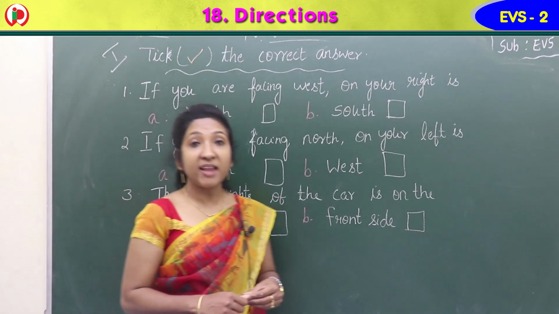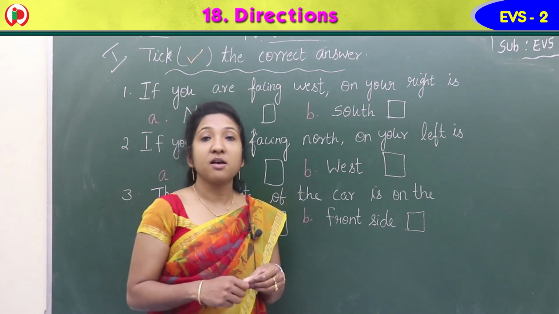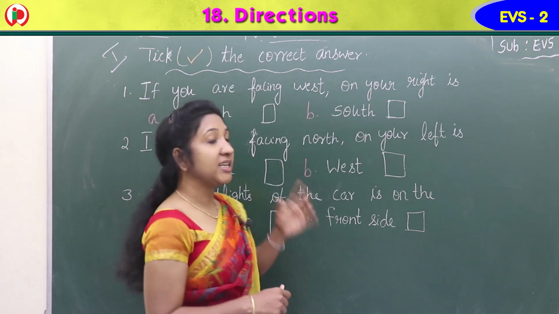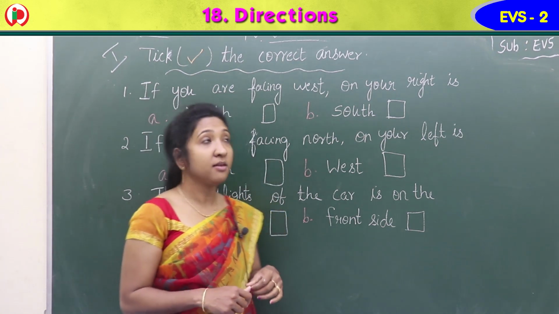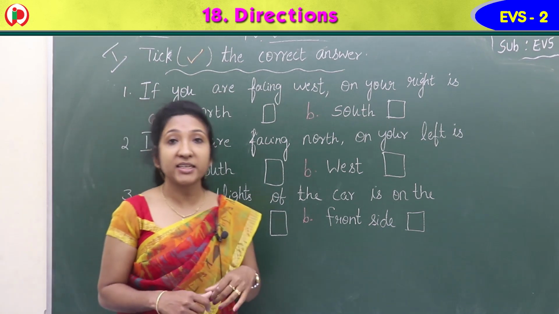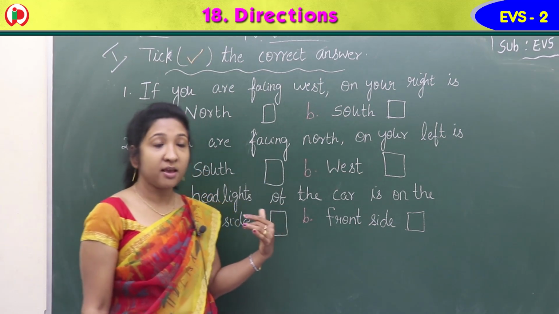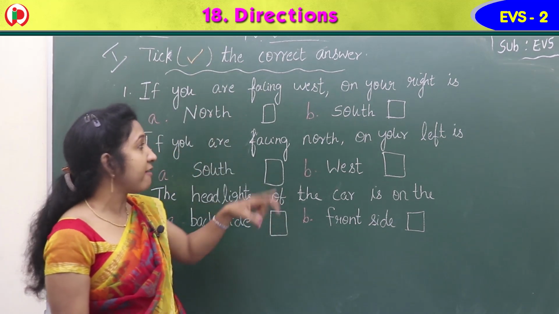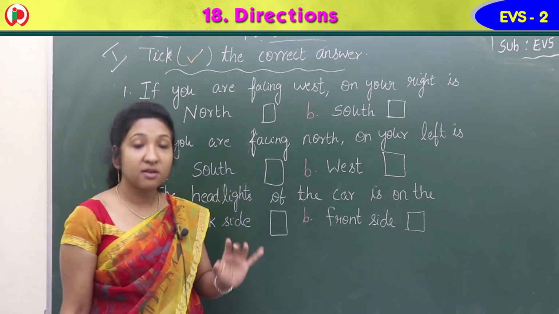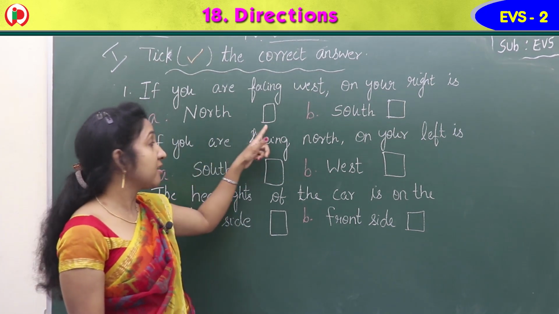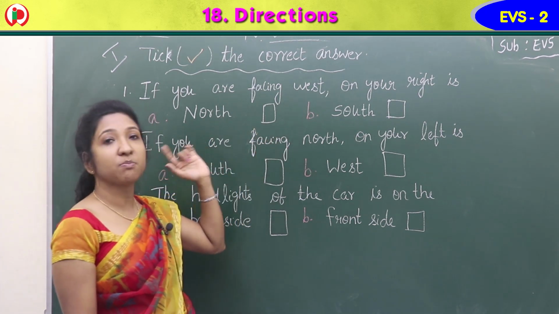Children, now it's our exercise time. So there are some exercises in the workbook. For lesson 18, directions, the first exercise in the workbook is to tick the correct answer. There are 3 questions given, 1, 2, 3, and for each question you have 2 options. Among these options, 1 answer is correct. To the correct answer's square box, you have to give a tick mark.